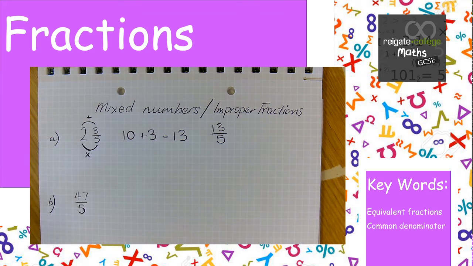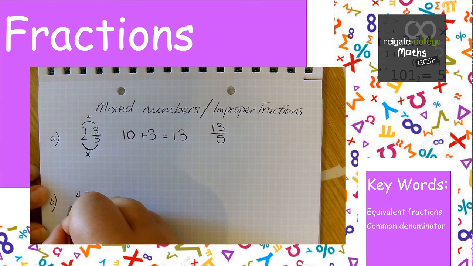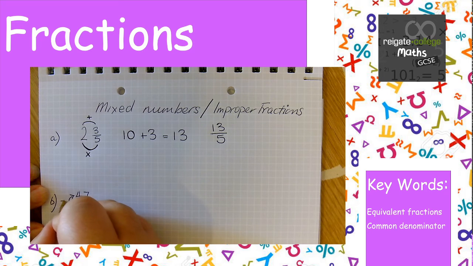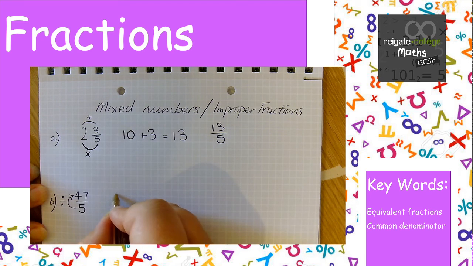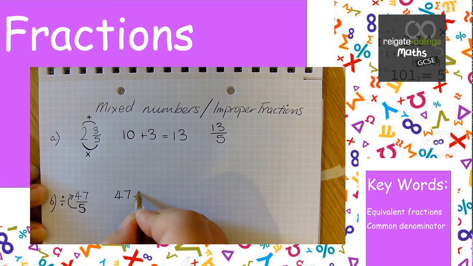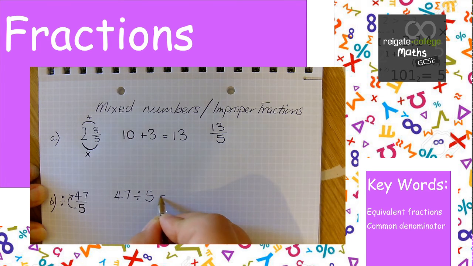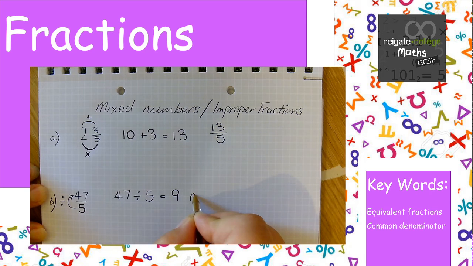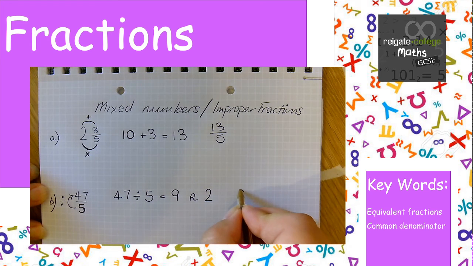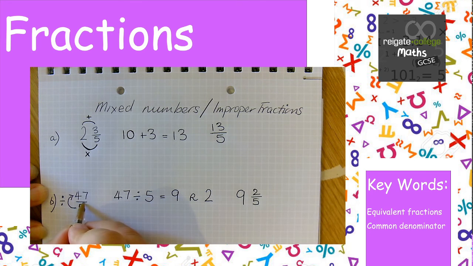Going the other way, I'm going to do a division. I'm asking, how many 5s are there in 47? Now I only want the exact number, so if I divide 47 by 5, I get 9 exactly with a remainder of 2, because 9 times 5 is 45. That means my whole number is 9 and my numerator is 2. My denominator remains the same as this, 5.